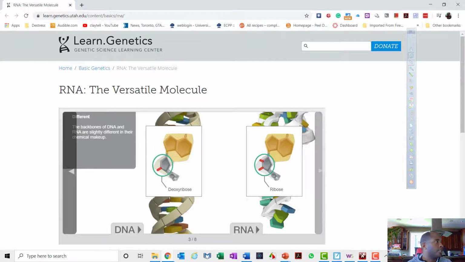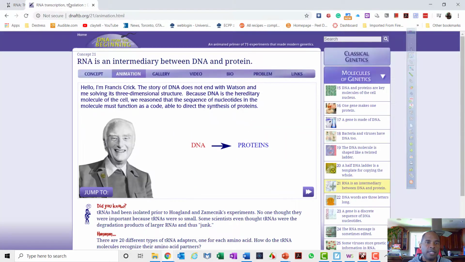Also, if we go to the site, the DNA from the beginning, we can see Mr. Crick, from Francis Crick and James Watson. He is going to talk about how they determined the RNA was the transitional molecule between DNA and protein. So it wasn't just automatic, it took some experimentation.